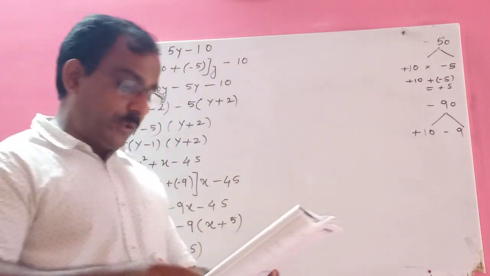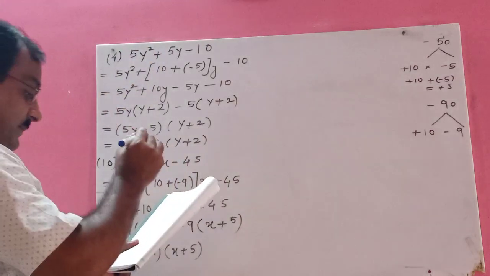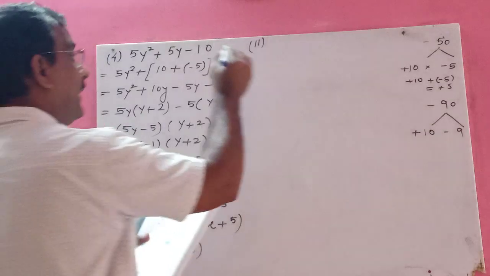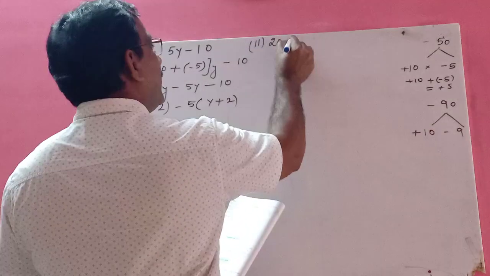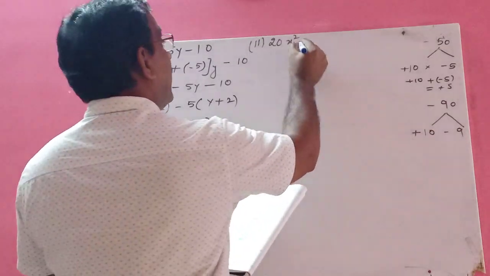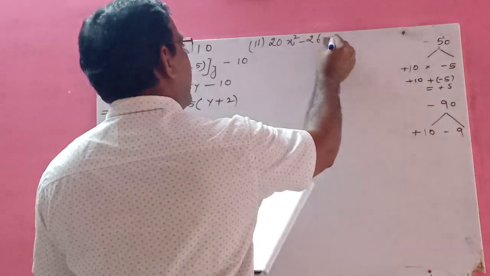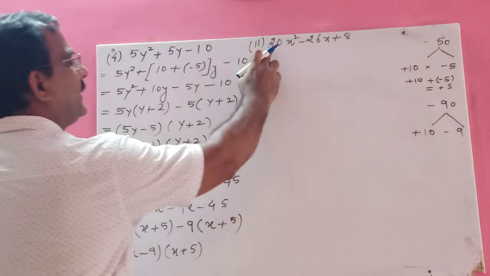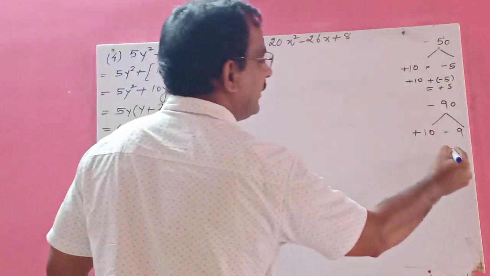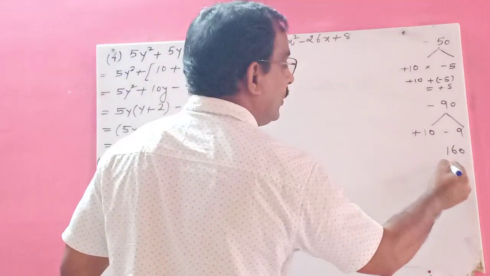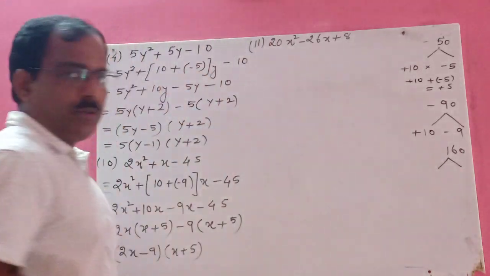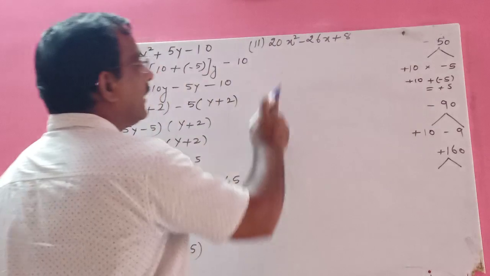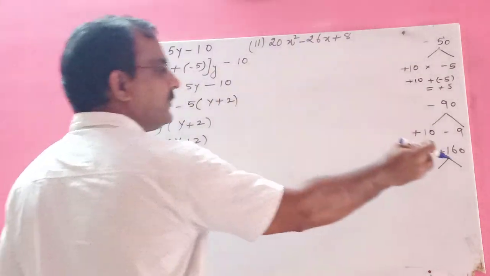Okay. I am doing one more sum now, children. Same thing like this. That is question number 11. What is that? 20x square minus 26x plus 8. So here first you multiply 20 with 8. So 20 with 8 if you multiply, how much will you get? 160. Now we want two numbers in such a way that the product is plus 160 and sum is minus 26. This is a big number.